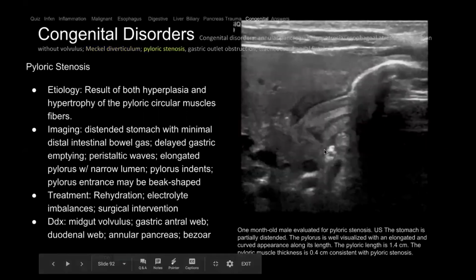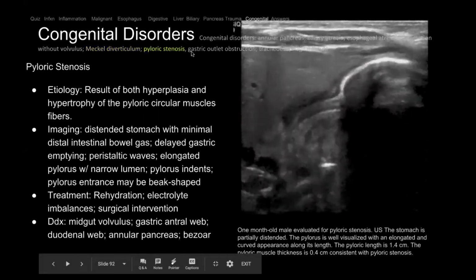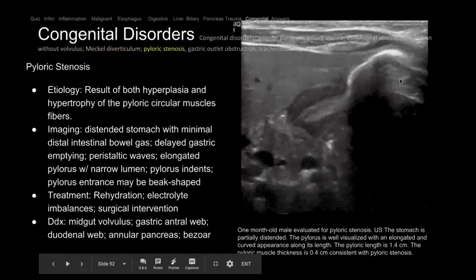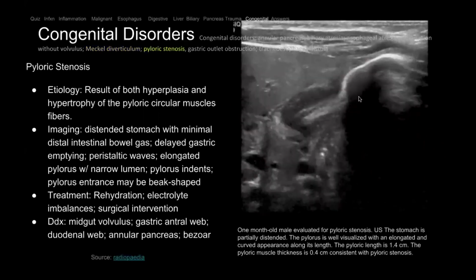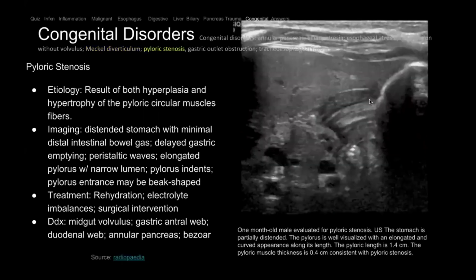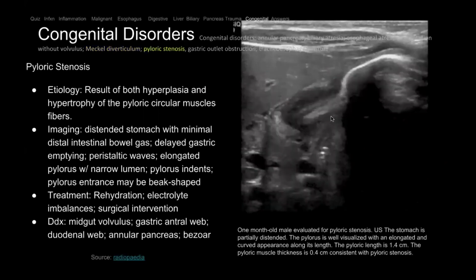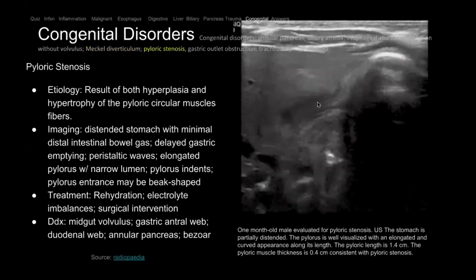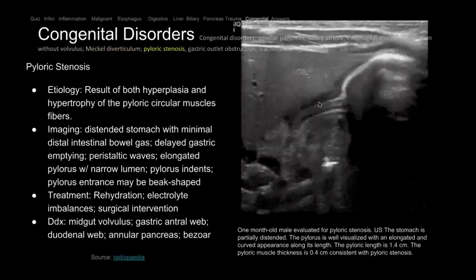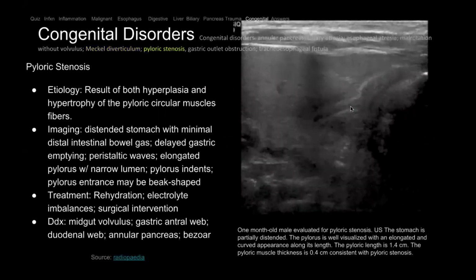This is an ultrasound image of a patient with pyloric stenosis. So this is the liver, this is the stomach, this is the pylorus. And you can see the pylorus is thickened and elongated and it's not relaxing. And that's what happens in patients with pyloric stenosis.